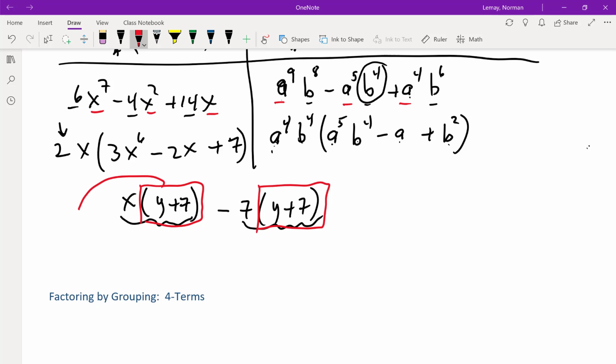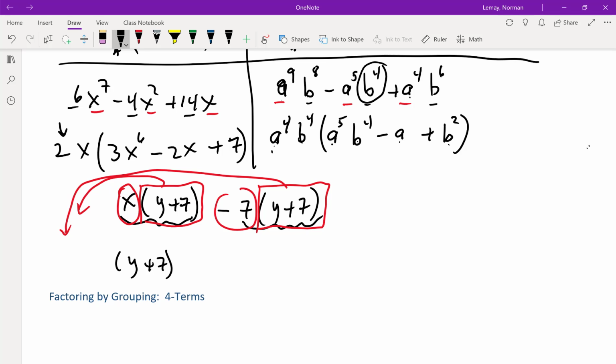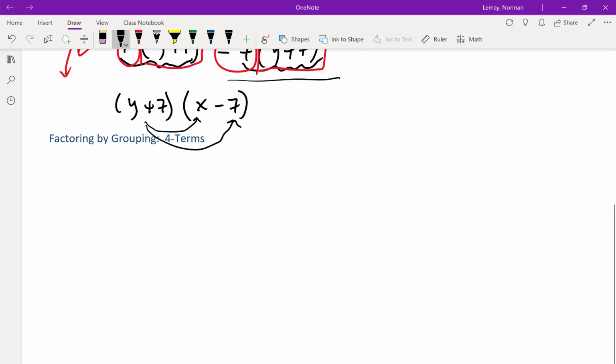So why don't we pull this y plus 7 out? So when I do that, I get y plus 7. And then let's just observe what's left is this x and this minus 7 here. All right, so now we get x minus 7. Okay, so again, if I distribute this y plus 7 across to the x, then I get the xy plus 7. Then if I distribute it over here, I get this final term here. We're going to kind of use that in our next upcoming example here.